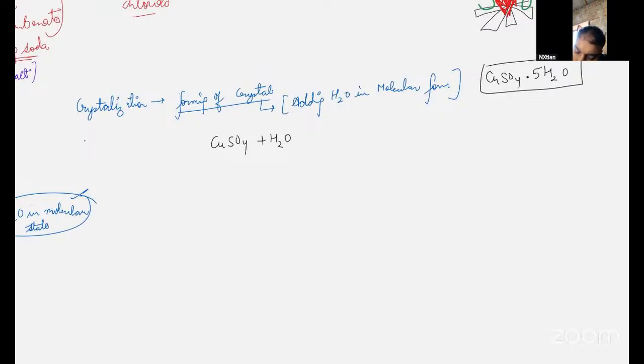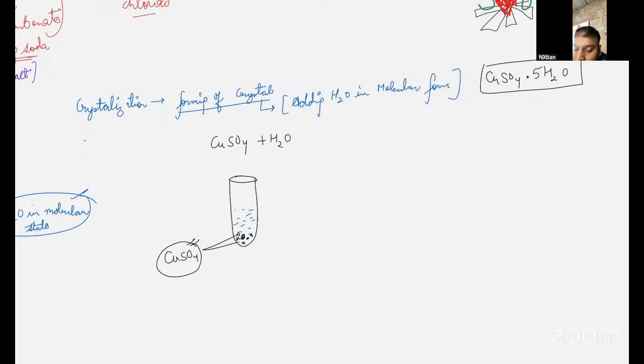So I take a test tube, and in that test tube, I took water, and in that water, I added this salt, CuSO4. This is basically CuSO4. We will see the video also in the end.